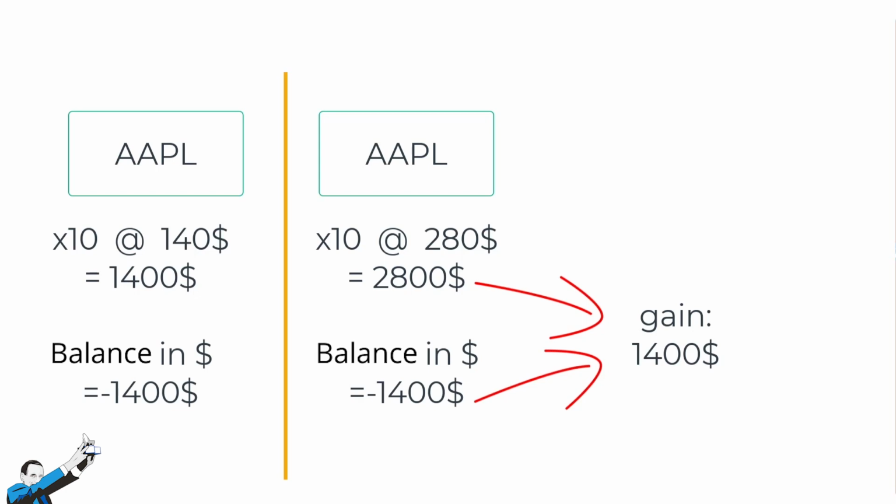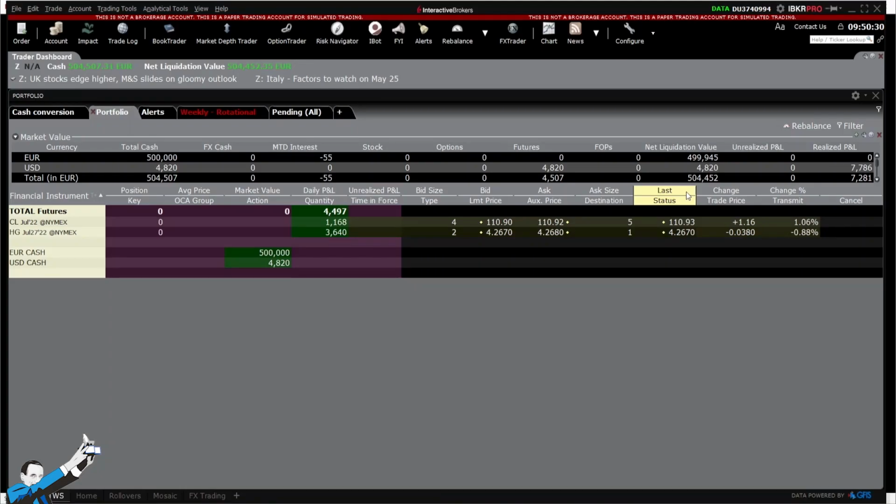So let's see how these things work in practice, directly in the TWS. Now we're going to make a slightly more complicated example by adding a dollar part as well, but let's take a good look at what this is all about. Here you can see a demo account that has €500,000 and about $5,000. So let's try to buy a product listed in dollars.